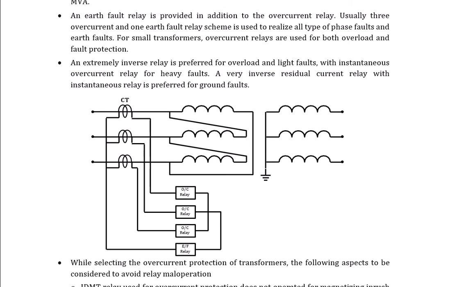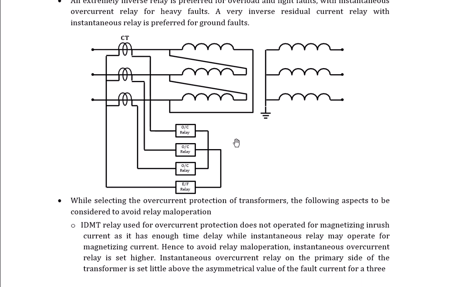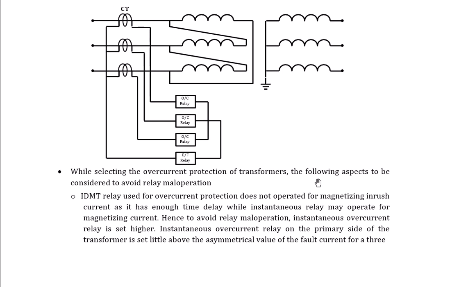So this is the basic diagram of how we can connect the relays with the transformer. The transformer primary side is connected with the CTs, and this CT is connected with the overcurrent relay and one earth fault relay. While selecting the overcurrent protection of a transformer, the following aspects are to be considered to avoid relay maloperation. There are some important things that we have to consider while choosing the overcurrent protection.